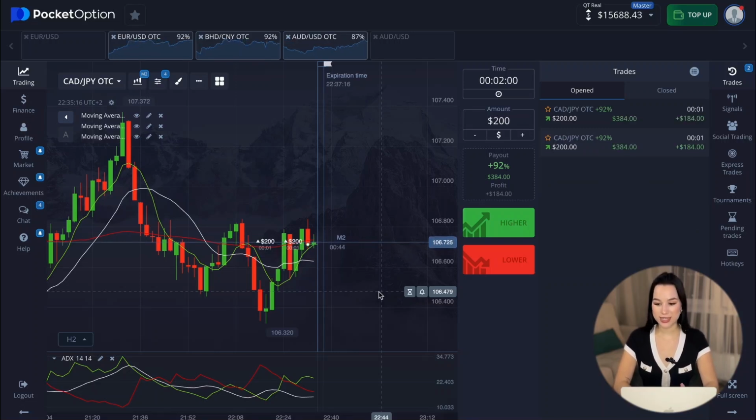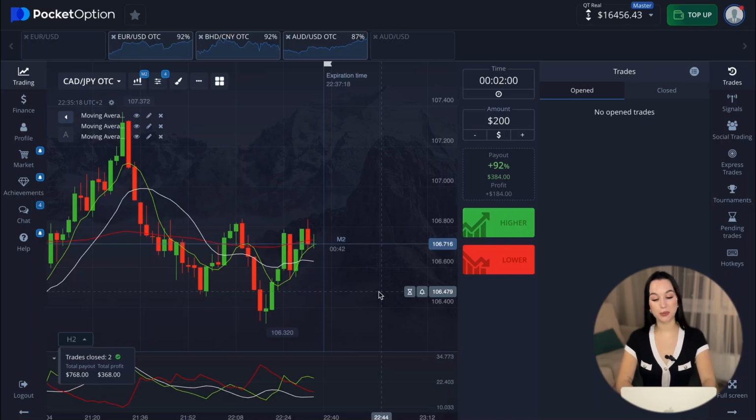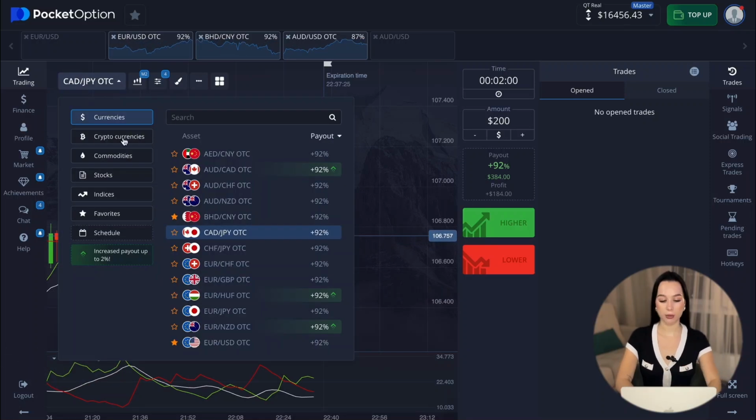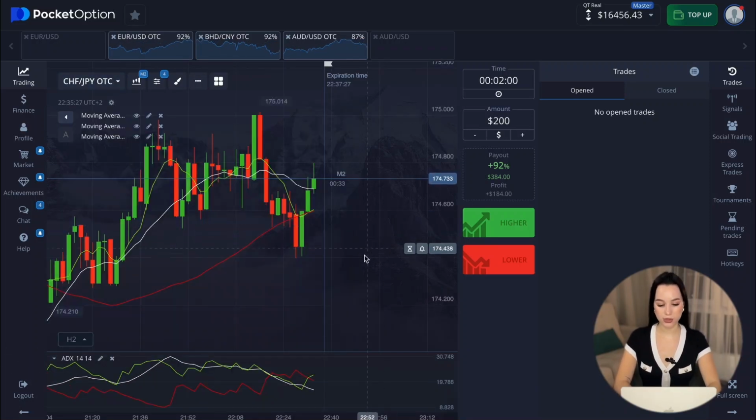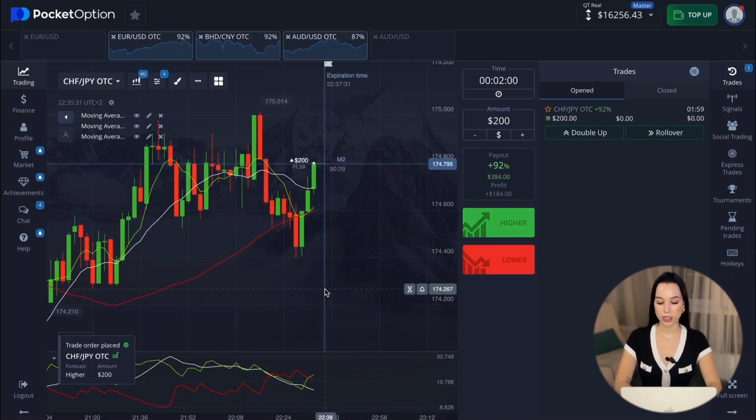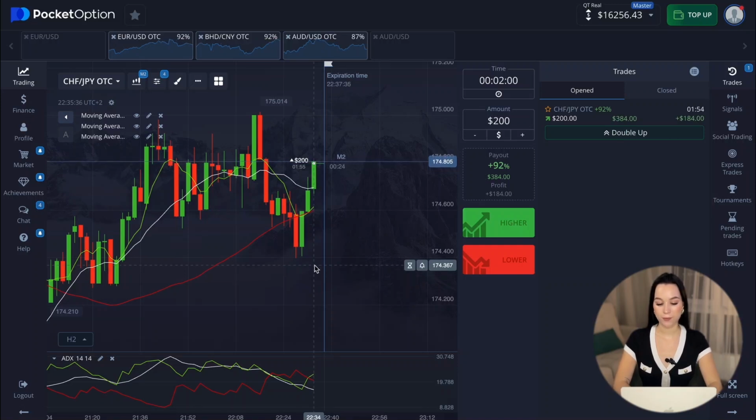And yeah guys, it's 1 second till the end of our trade, and yeah, we won. That's really great. So I want to show you more examples. Oh, so let's look at this one. Yeah, I opened a trade here for $200 up for 2 minutes as well.